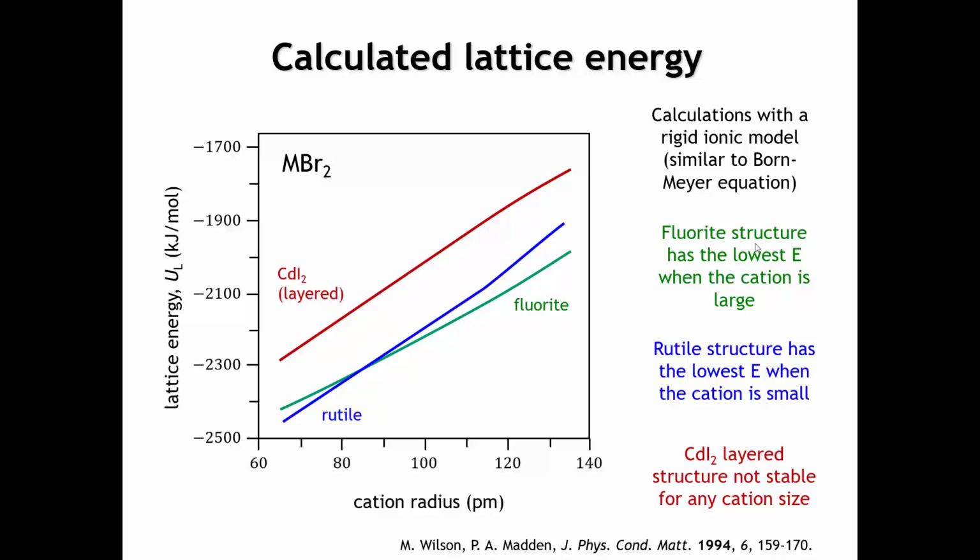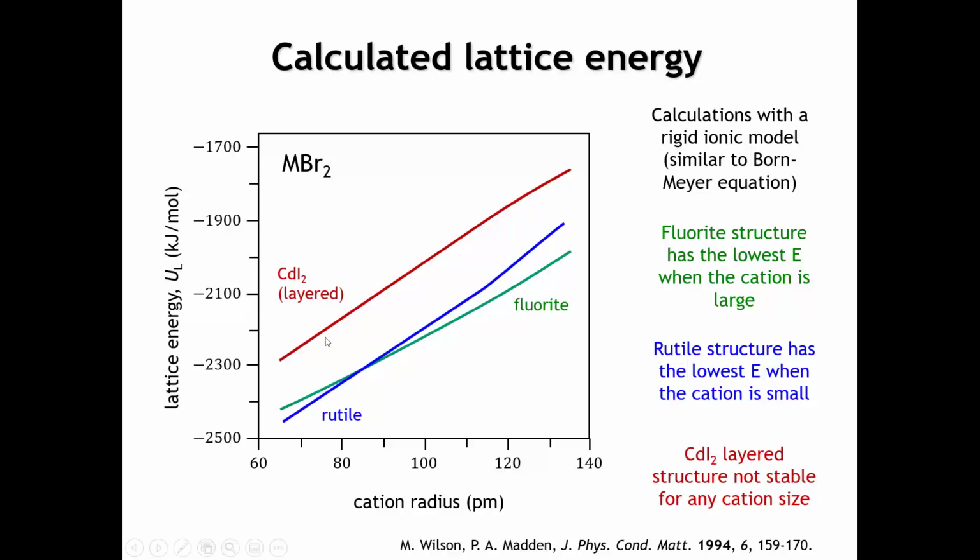What we see is for small cations, the rutile structure has the most negative energy. It is the most stable. But then, as the cations get larger, there's a crossover point here where the fluorite structure becomes the most stable. So even in these relatively simple calculations, not much more sophisticated than the Born-Meyer equation, we can predict that there will be a crossover from rutile to fluorite as the cations get larger.